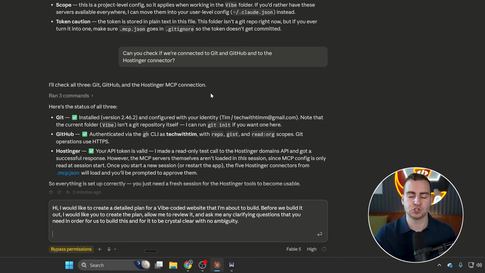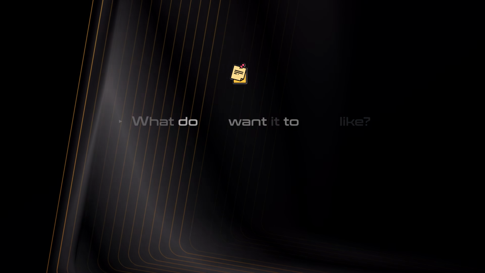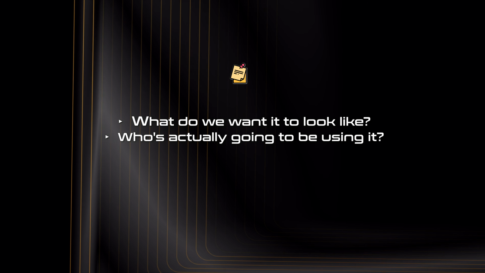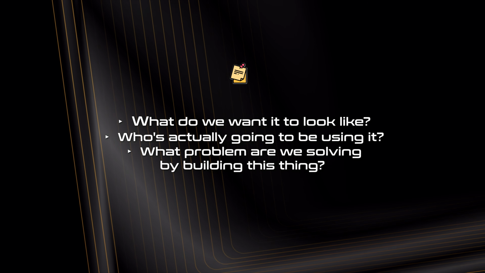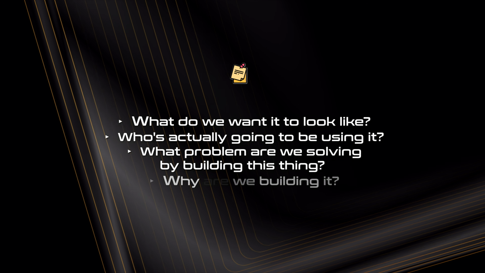Then after that, we just ramble into the model and tell it what we want. Now, when we're describing what we want, we typically want to describe what do we want it to look like, who's actually going to be using it, what problem are we solving by building this thing, and why are we building it. If you describe that, the model will be able to ask you some better questions.